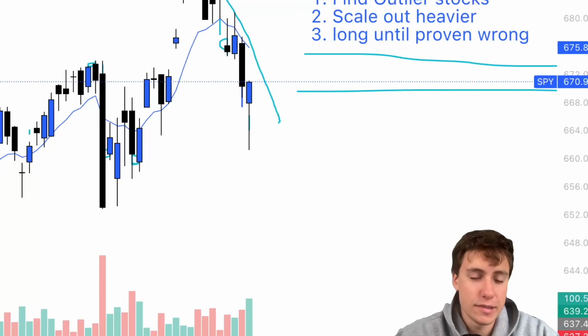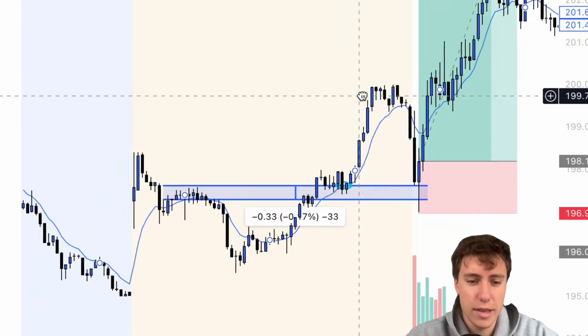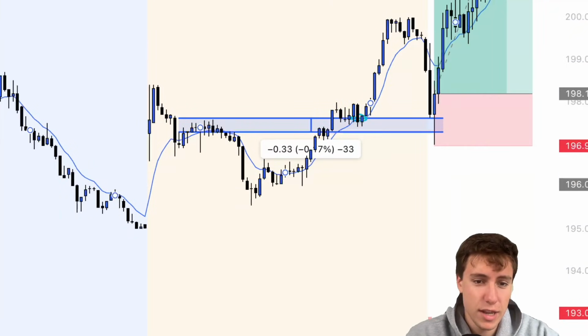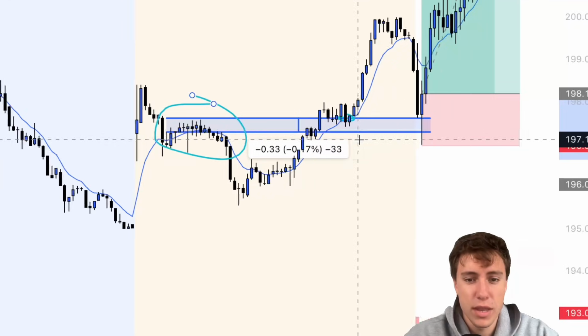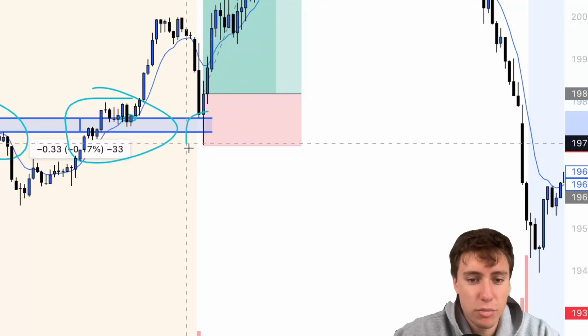What do I mean by this? For example, let's say we took this trade right here, guys. As you can see here, we have a range inside a pre-market psychological level, and then we hold that as support, and then we bounce off of it with bullish momentum.